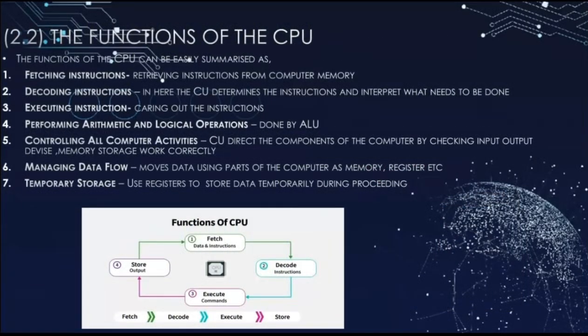Moving on to the next, which is the functions of the CPU. The functions can be summarized as fetching instructions, decoding instructions, executing instructions, performing arithmetic and logical operations done by the ALU, and controlling all computer activities, managing data flow and temporary storage of data.